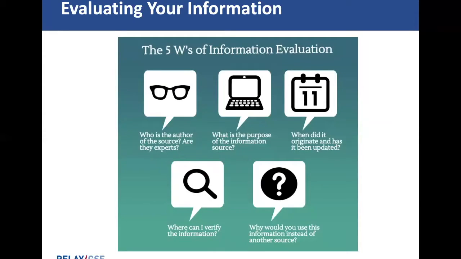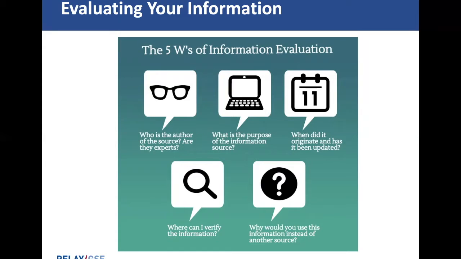So when we were talking about search terms earlier, and we found a helpful resource on Google, I said I was going to talk a little bit about evaluating sources that you find online. Once you find a resource, you have to evaluate it. I like using the 5 W's that you see on the screen to evaluate my source. First, you want to look at who the author of the source is, and are they experts in the field? You want to look at what the purpose of the information source is. So if they're trying to sell or promote something, I'm going to be particularly wary.